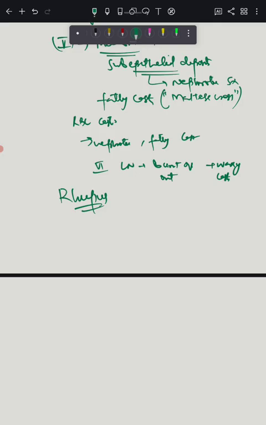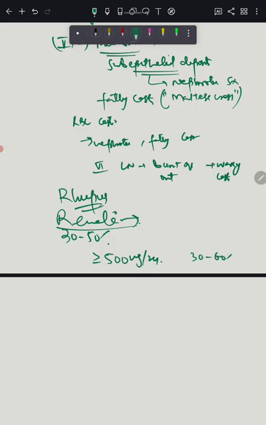Renal involvement is the leading cause of mortality in the first decade, along with infections, and renal manifestations are seen in 30 to 50% of patients. So these are the renal manifestations. Most commonly you see proteinuria greater than or equal to 500 milligrams per 24 hours, and cellular casts, that's RBC casts, you will see in 30 to 60% of the patients. Nephrotic syndrome can be seen in 25% of the patients. ESRD in 5 to 10% of the cases.